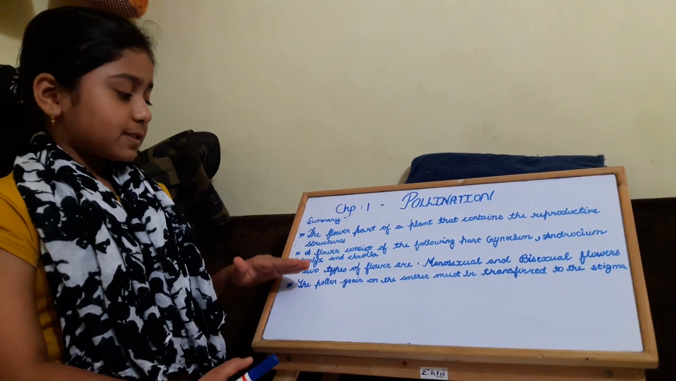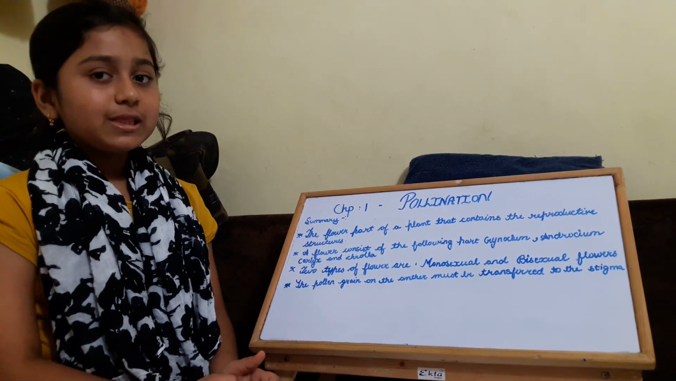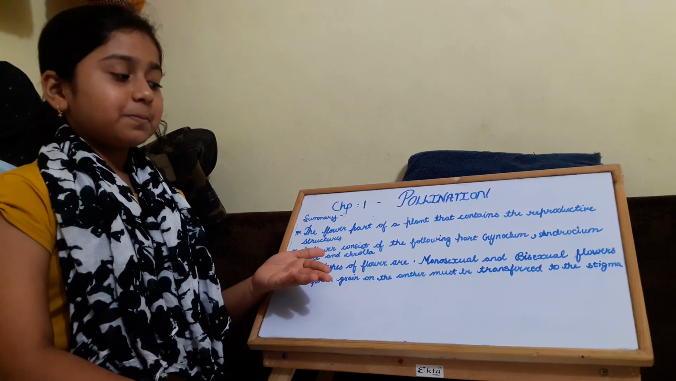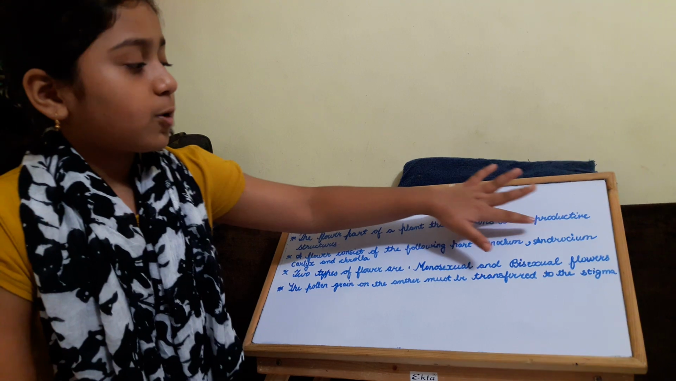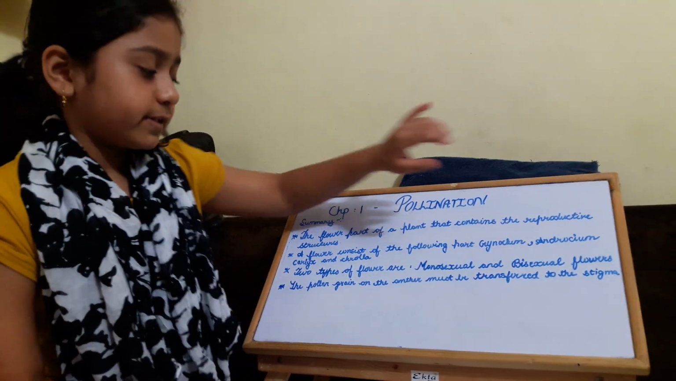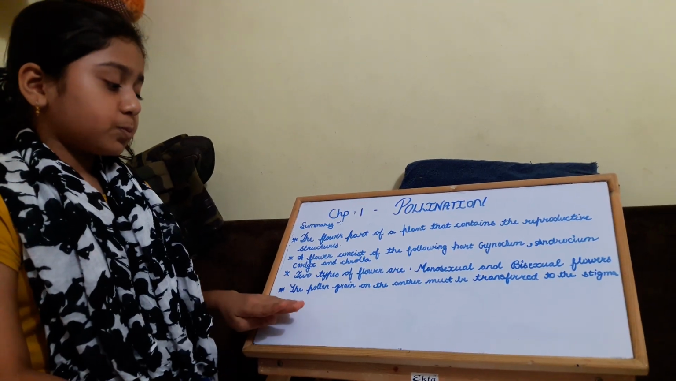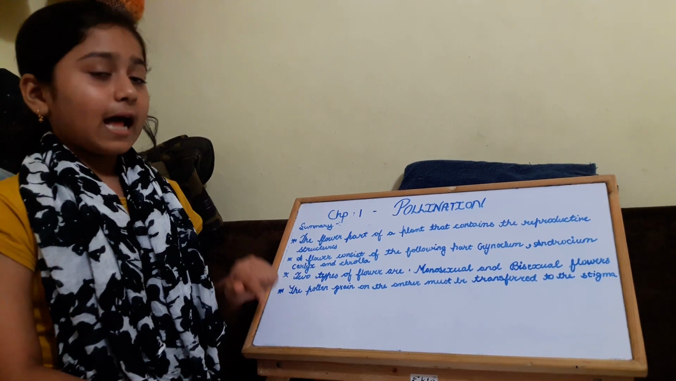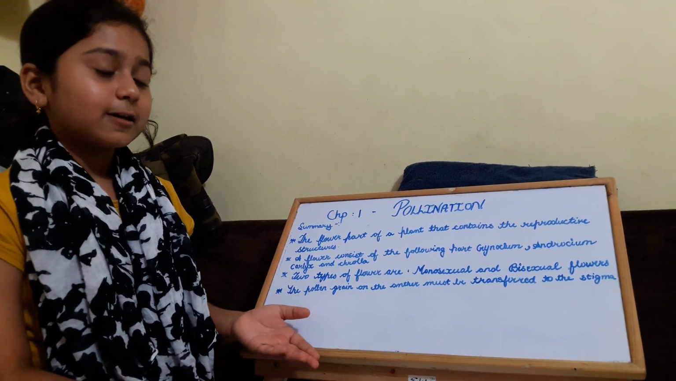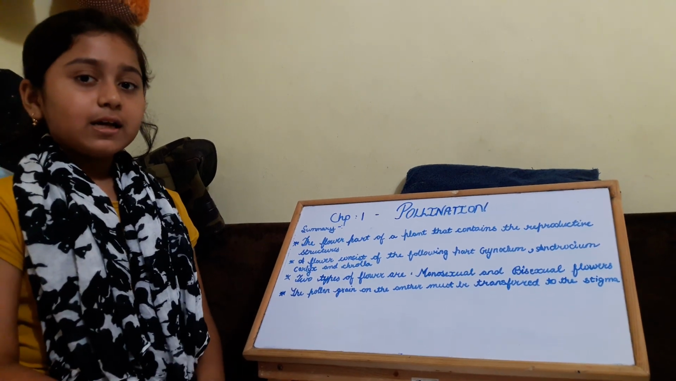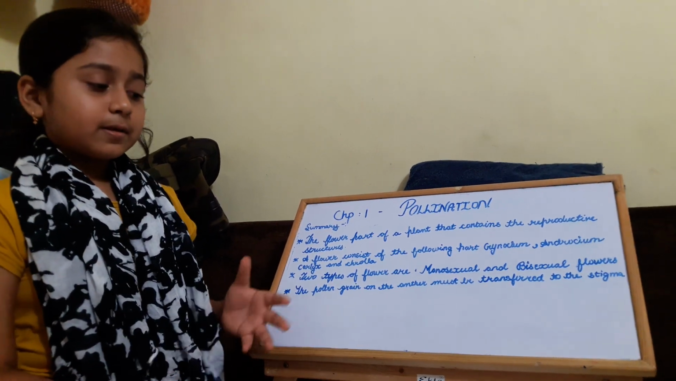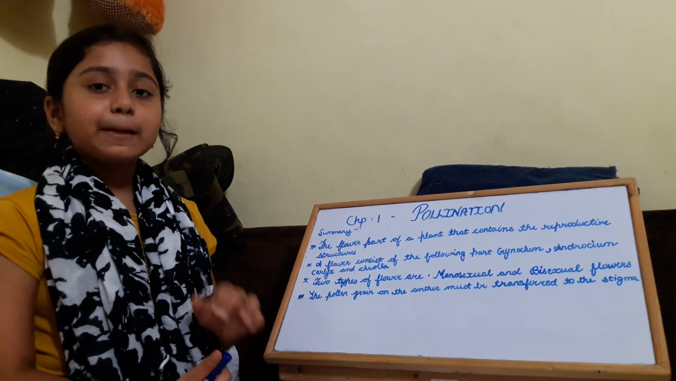The two types of flower are unisexual and bisexual. Unisexual means it has only one reproductive part in it, either gynoecium or androecium. Now, the fourth point is that the pollen grain on the anther must be transferred to the stigma. If the pollen grain on the anther is not transferred to the stigma, pollination would never take place.